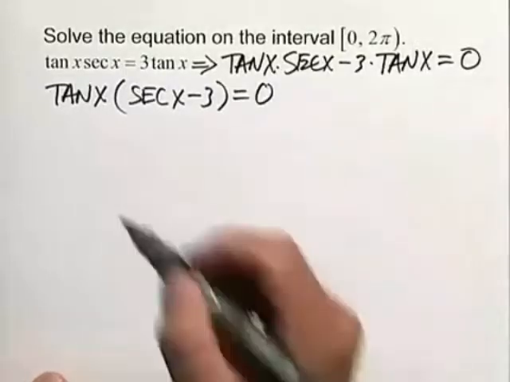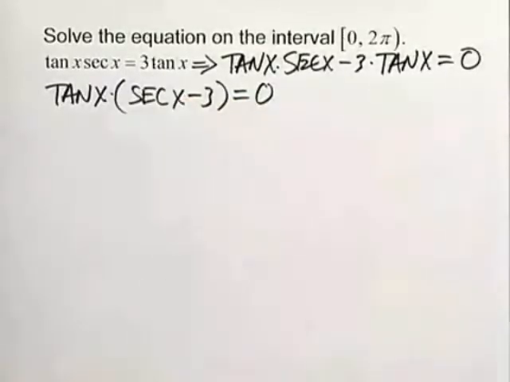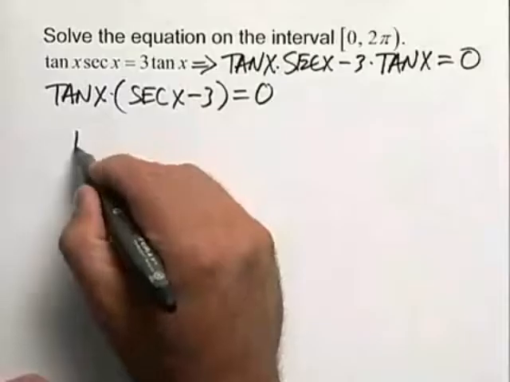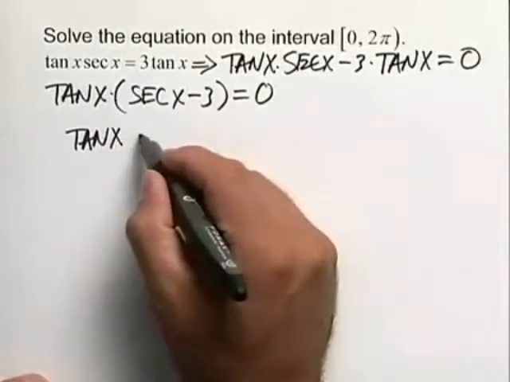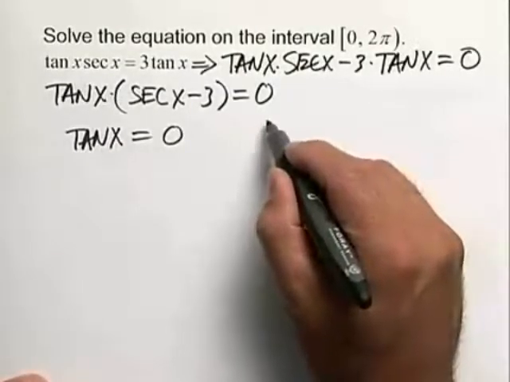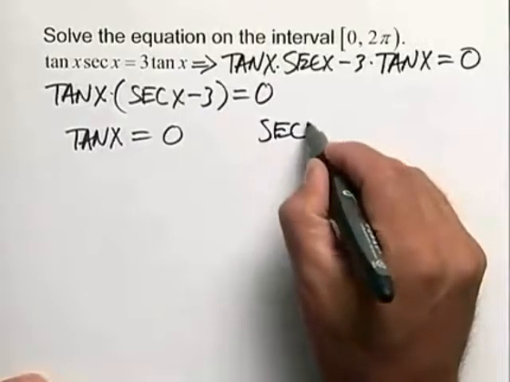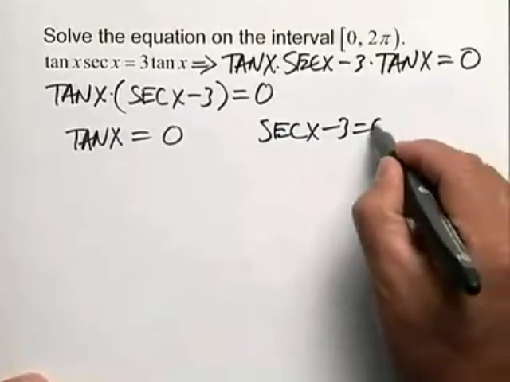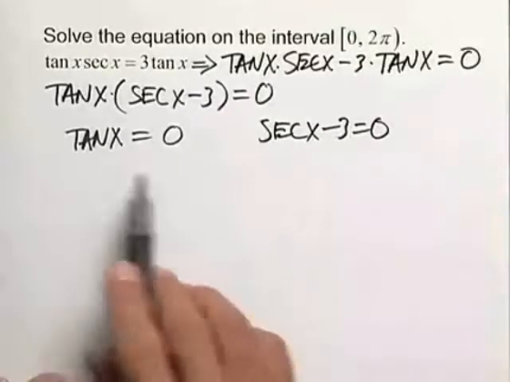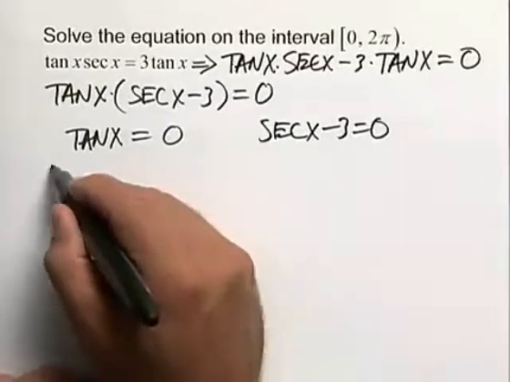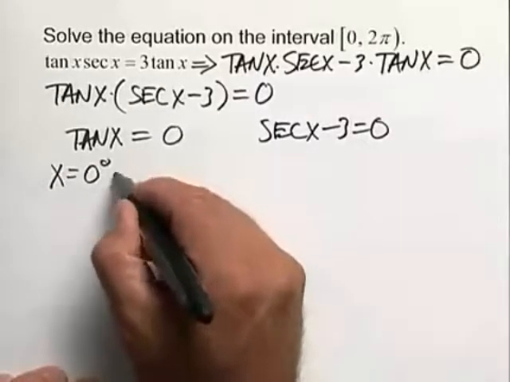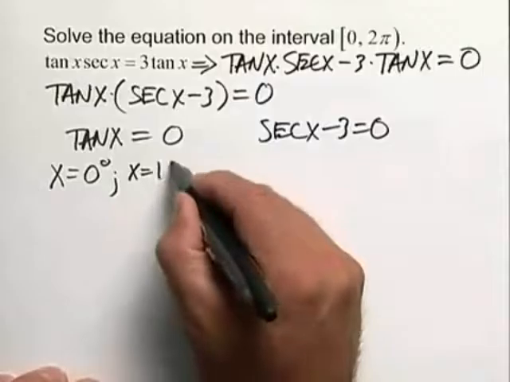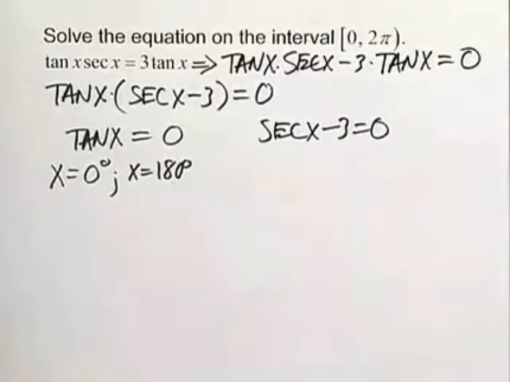and that's going to be equal to 0. Now that we have our multiplication equal to 0, we can set the tangent equal to 0, so tangent x equals 0, and also set the secant of x minus 3 equal to 0. Now, the tangent of x equals 0, we know this to occur when x is equal to 0 degrees and also when x is equal to 180 degrees.